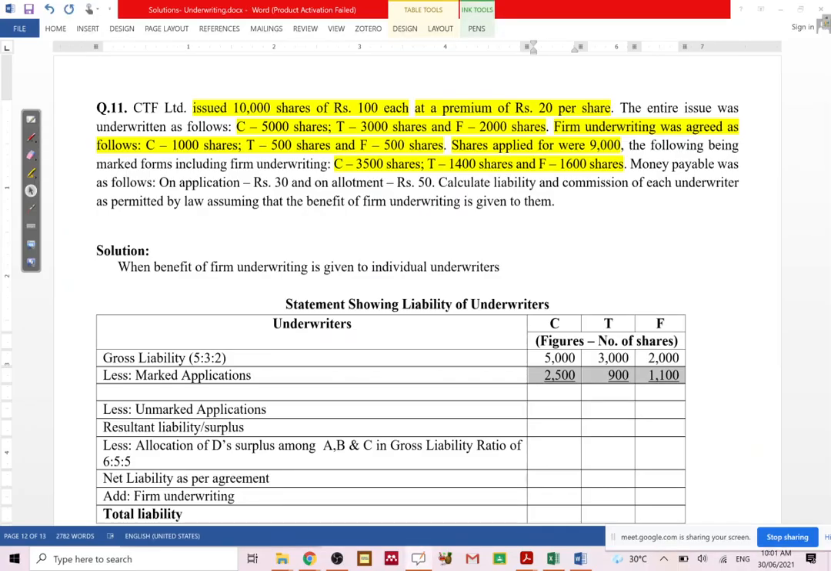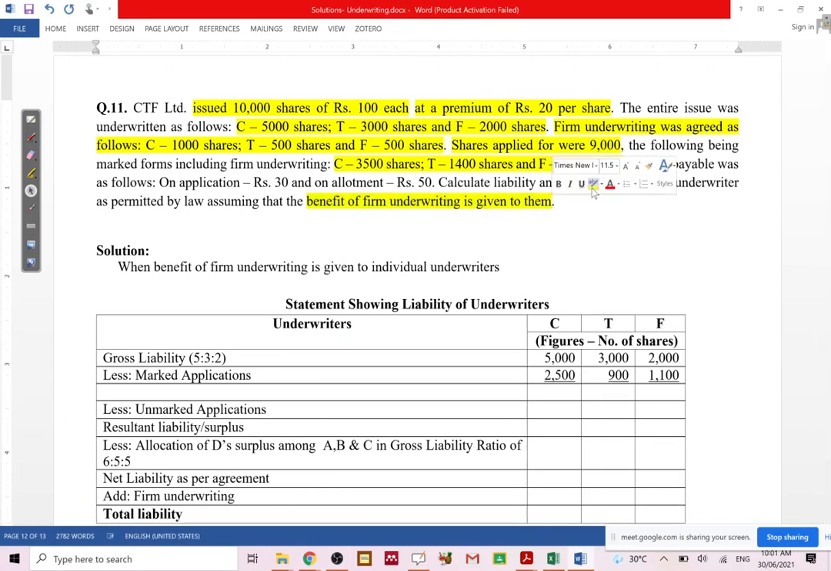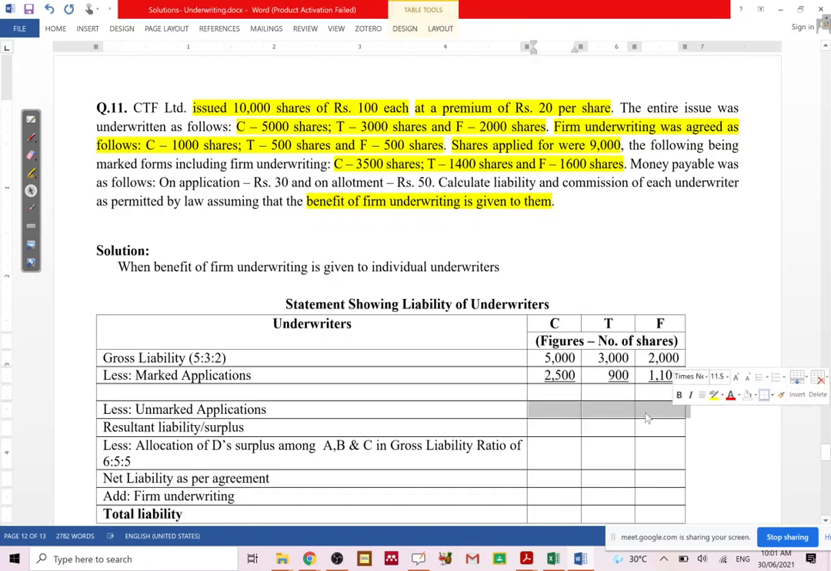Now a very important thing that you need to find out in the problem is whether benefit of firm underwriting is given or not. Unless you read this statement, do not go forward by calculating the unmarked applications or distributing them. You have to first wait and see whether benefit is given or not given. If benefit is not given, we will take the firm underwriting shares and add them to the unmarked applications that we have just calculated. Am I right?